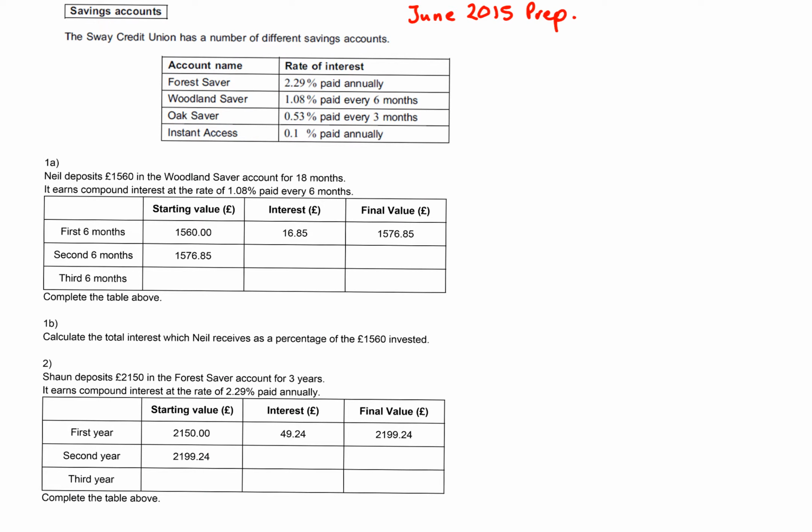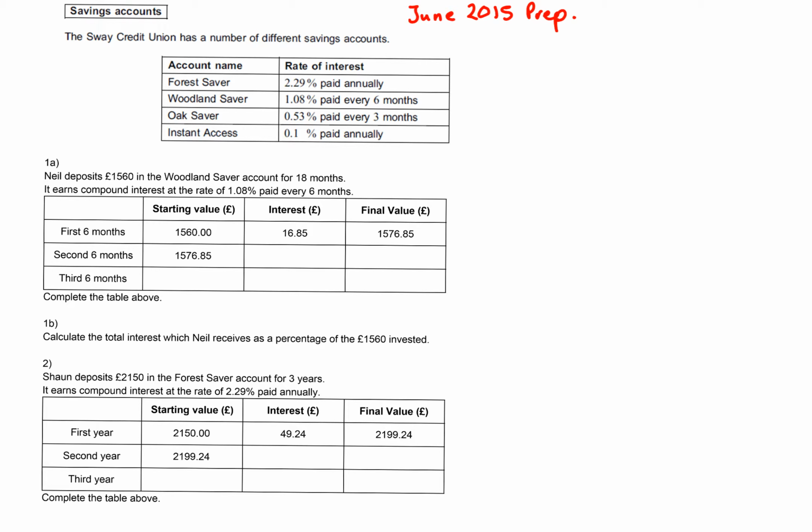Hello and welcome to the June 2015 prep paper. Can I just say this isn't the actual June 2015 paper, which I've said in my other videos. It's the prep paper, but it's the 2015 data sheet that you'll be using.